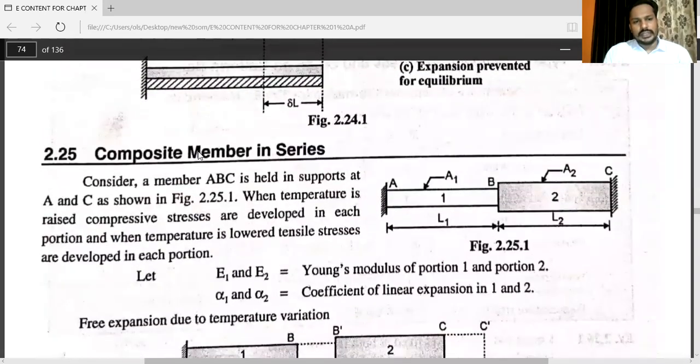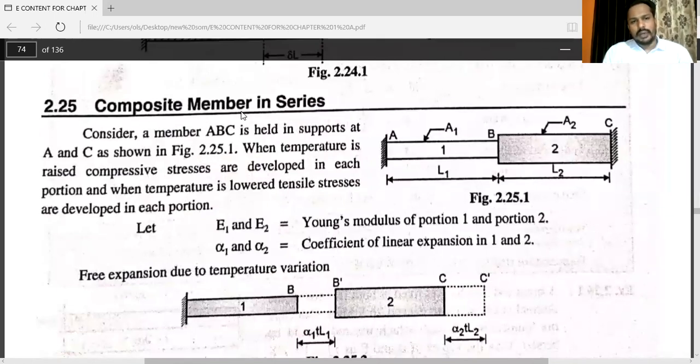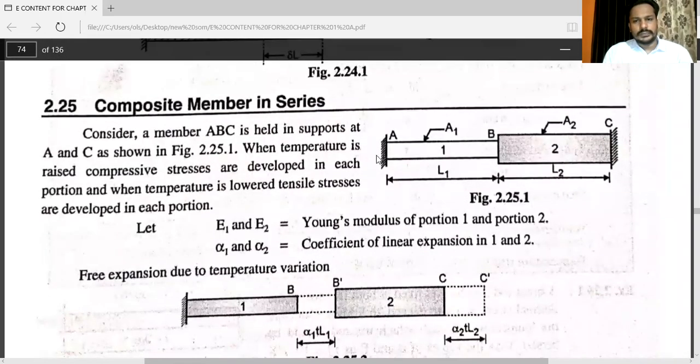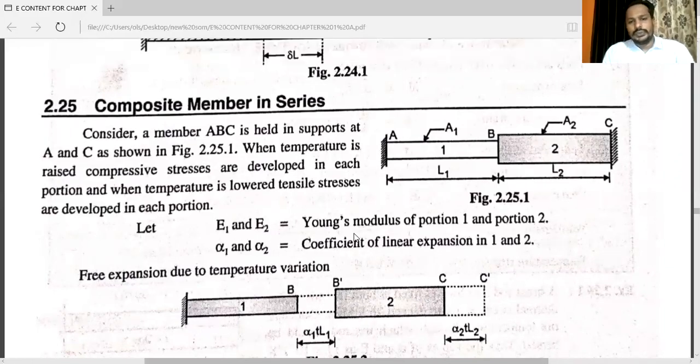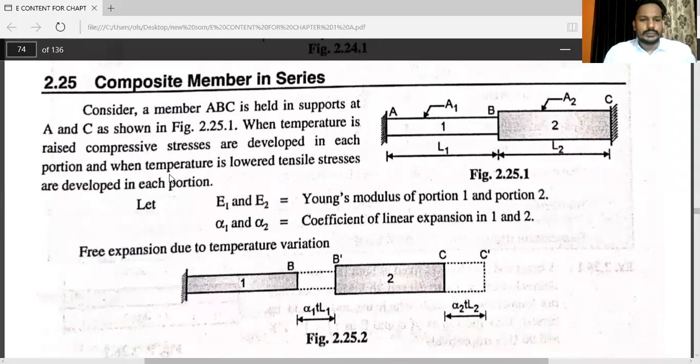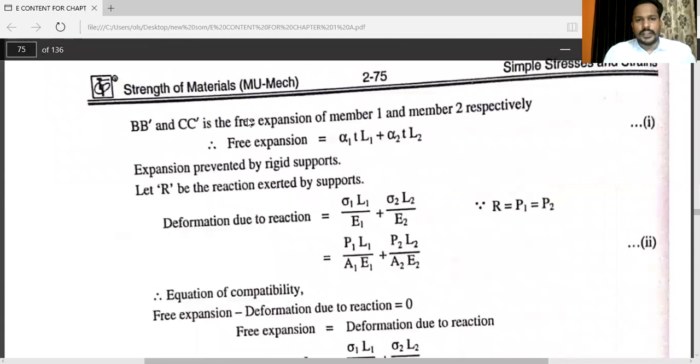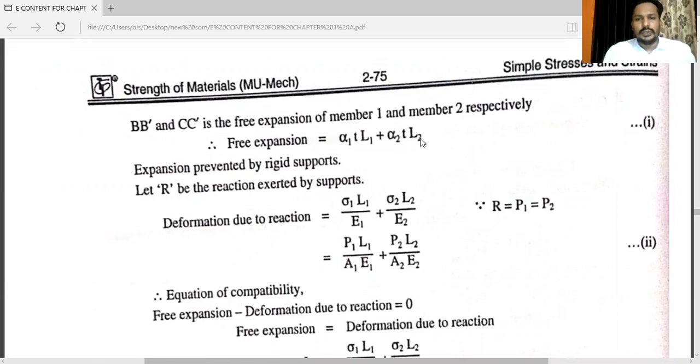The another type, that is composite member in series. You can see A to B, B to C is there. So E1 and E2 is the Young's modulus for first portion and second. Alpha 1 and alpha 2, that is coefficient of linear expansion in 1 and 2. Just I am showing you the conditions. Free expansion is equal to alpha 1 into T into L1 plus alpha 2 into T into L2, that is first equation. That is very important.